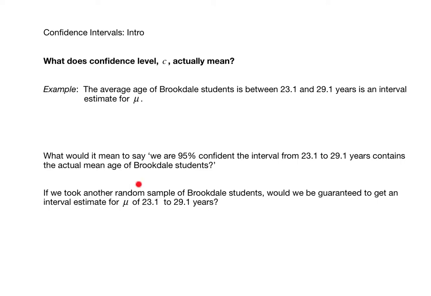In order for us to answer this, we need to answer this question first. If we took another random sample of Brookdale students, would we be guaranteed to get an interval estimate of 23.1 to 29.1 years? So remember, the interval estimate is built off that sample mean. The sample mean we got was 26.1. Again, this was just a made-up scenario. And we created the interval from 23.1 to 29.1, centered at that sample mean 26.1, and with, of course, a margin of error of 3. The distance between the point estimate and the ends of the interval is 3. The interval is built off of this sample mean here.